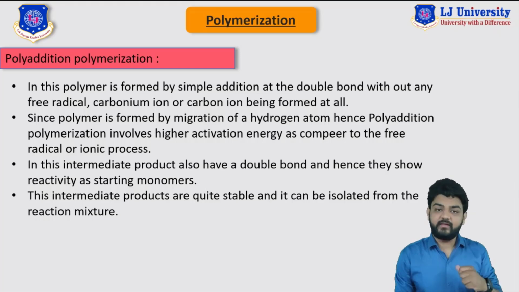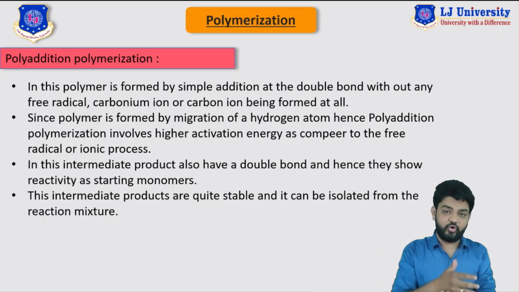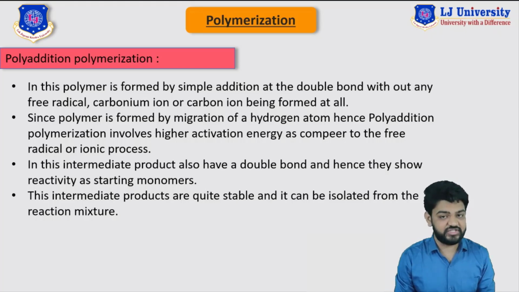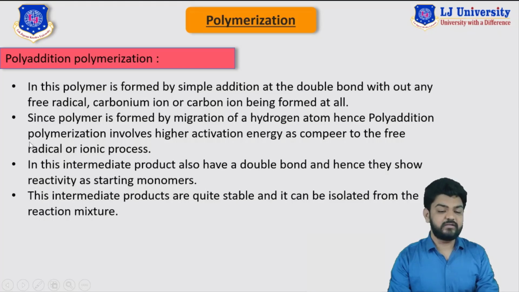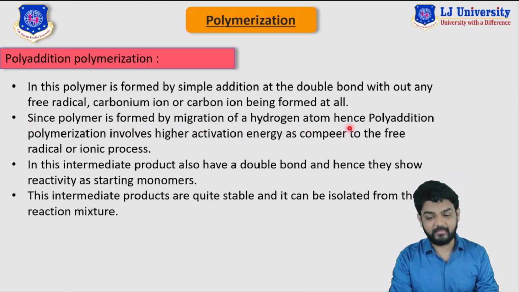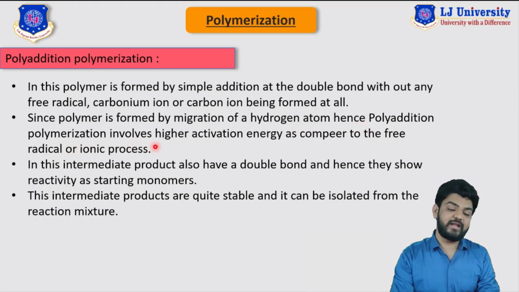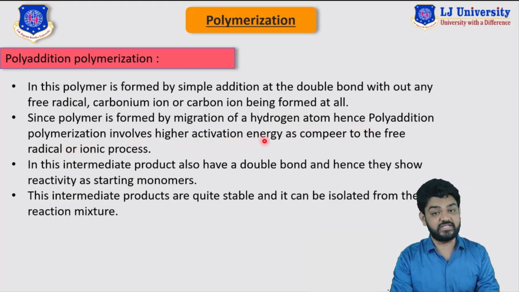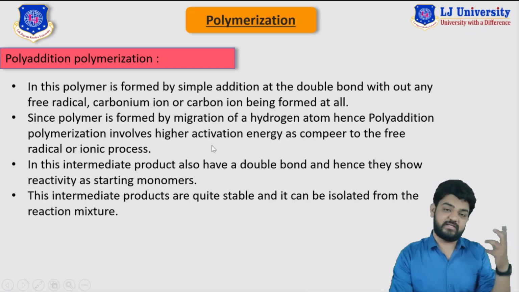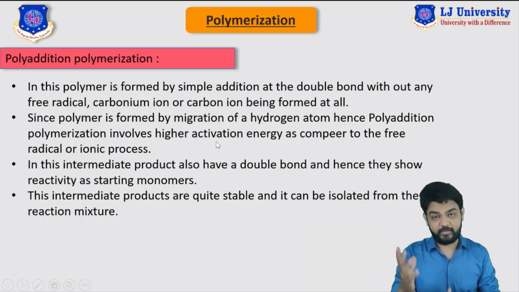What will happen is that directly with the supply of some amount of energy, this hydrogen atom will migrate into the other monomer, right? So this is what we do in this polyaddition polymerization technique. Since the polymer is formed by migration of a hydrogen atom, the polyaddition polymerization involves higher activation energy compared to the others, that is, free radical polymerization or ionic processes, right?